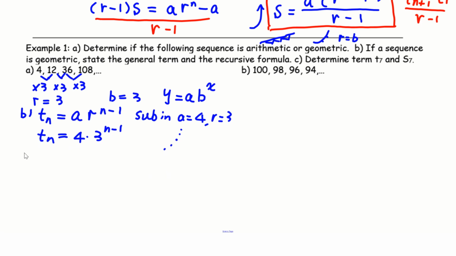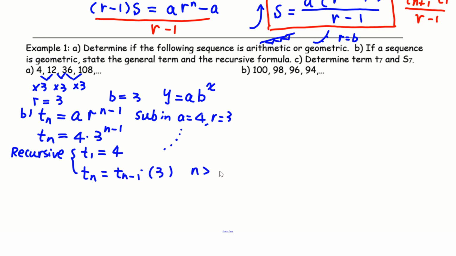And the recursive formula, we know that for the recursive formula we need to have two parts. First one is the first term. We need the first term to start to get the next term. So first term is 4, and the next term equals the previous term, keep multiplying the same number. This is r. And for the second one, n greater than or equal to 2. Otherwise, if we have n equals 1, you have 1 minus 1 is 0 term. We don't have a 0 term. The term started at n equals 1, first term.